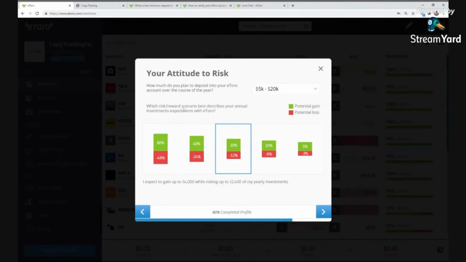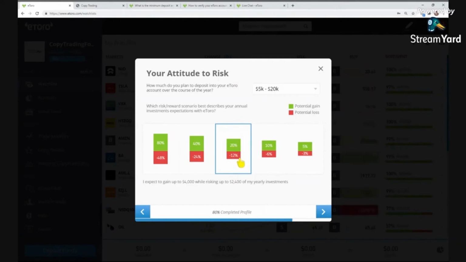And which risk to reward scenario best describes your annual investment expectations with eToro? So it just says how much you potentially gain and how much you're going to risk. So how much you potentially want to gain on the account and what's your risk. That would be your gains, and this would be your stop loss, how much you're willing to risk on eToro. So I will say in this, I'm looking for gains of 20 to 40.